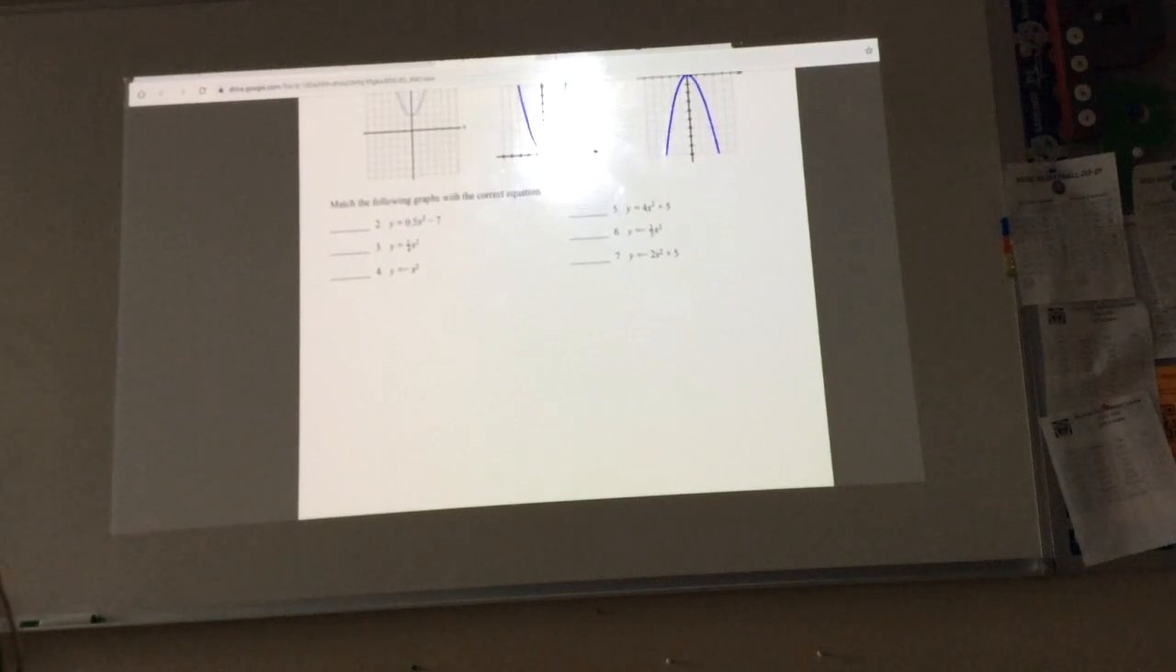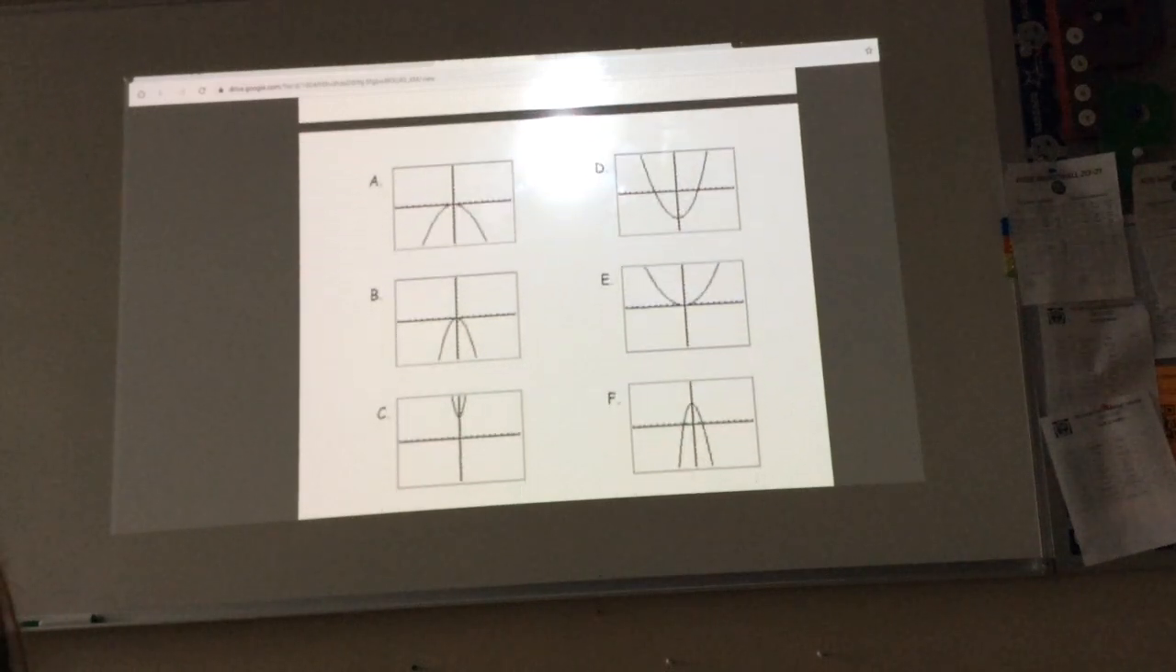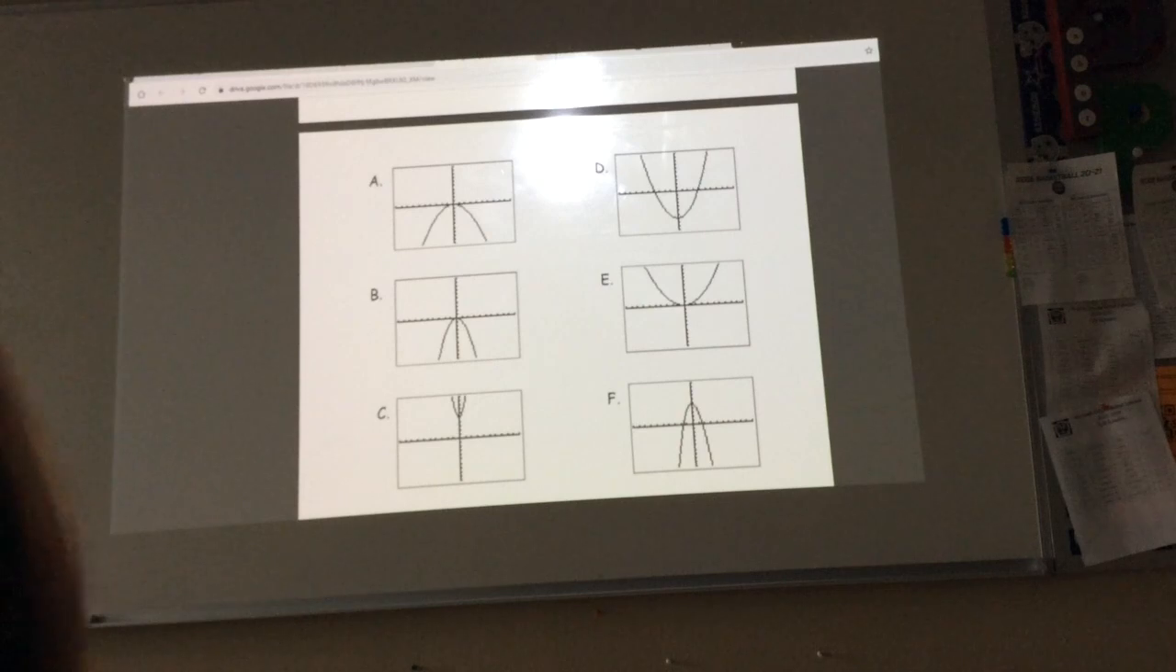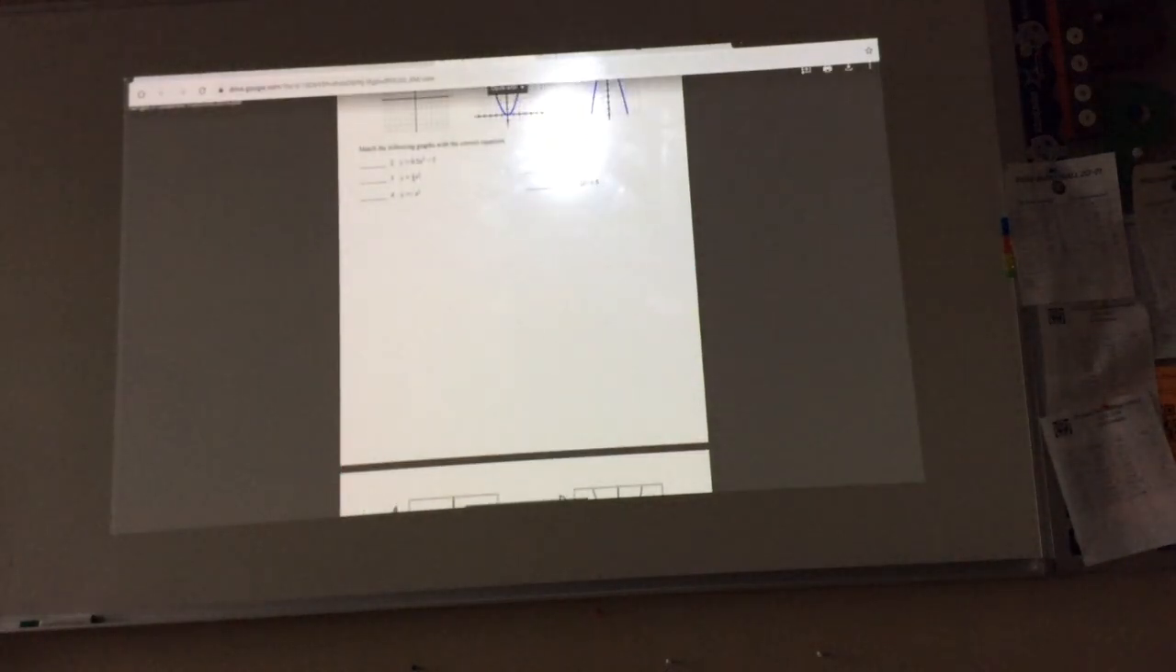Okay, so now it says match the following graphs with the correct equations. On yours, it's spaced out, so you should see them next to it. So like you have 2 pages. Yours is going to be in that top right corner, and we're going to be matching those equations with these ones right here. Do you understand?